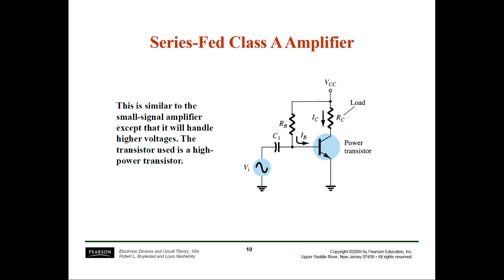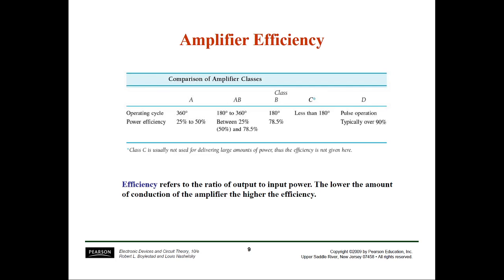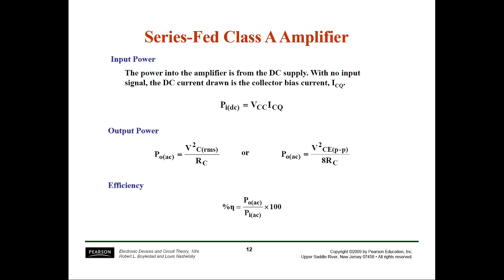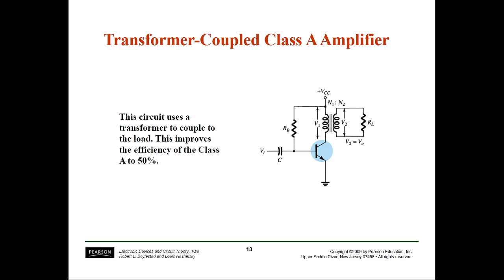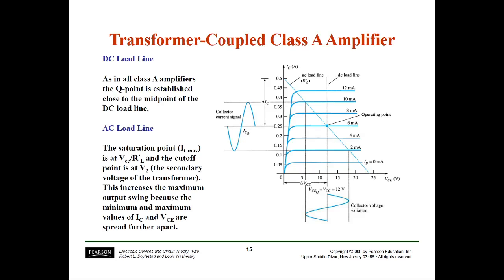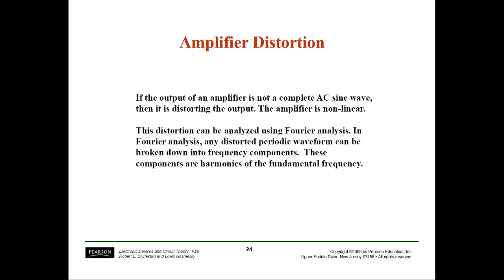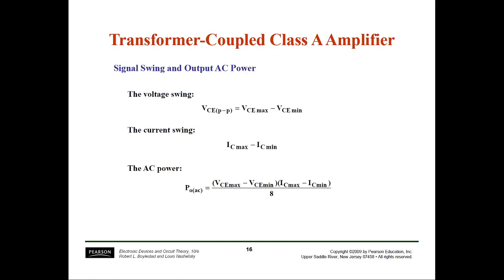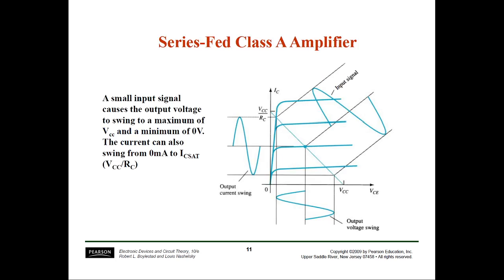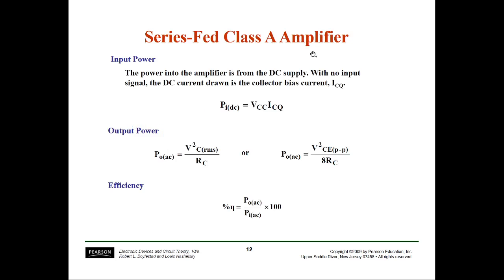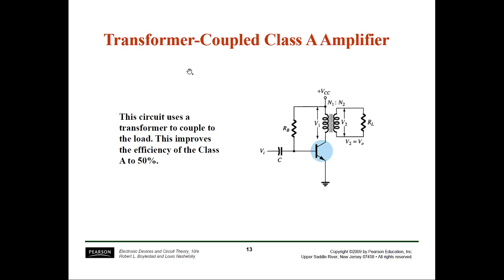As far as the class A amplifier is concerned, we will see class A in this lecture and finish it, and after that we will see class B in the next lecture. There are two types of class A amplifier: the series fed class A amplifier and the transformer coupled amplifier.